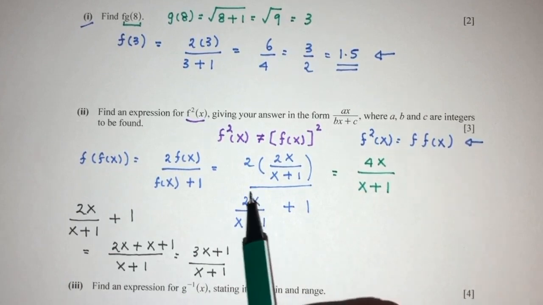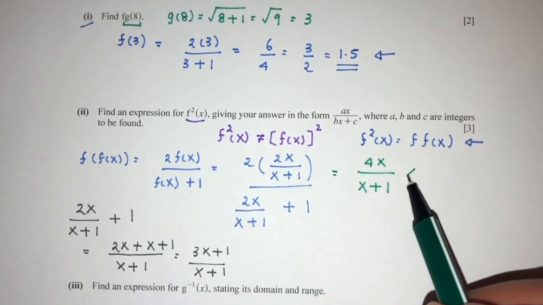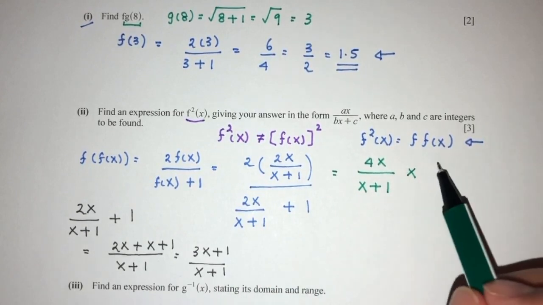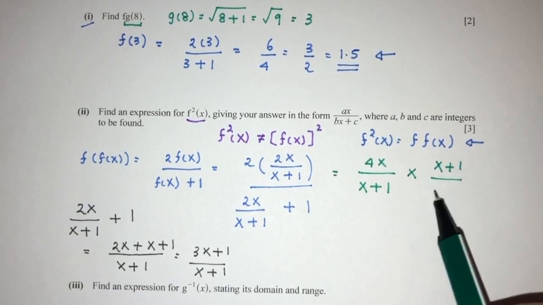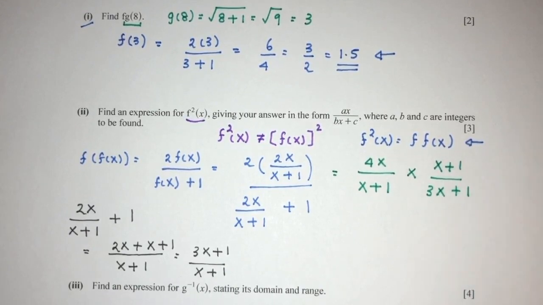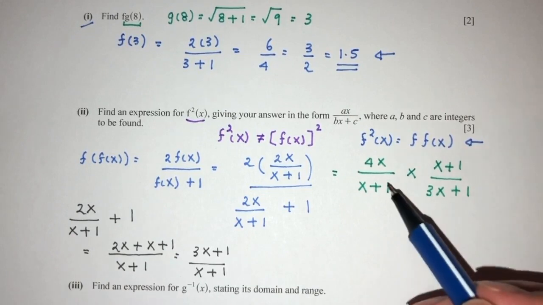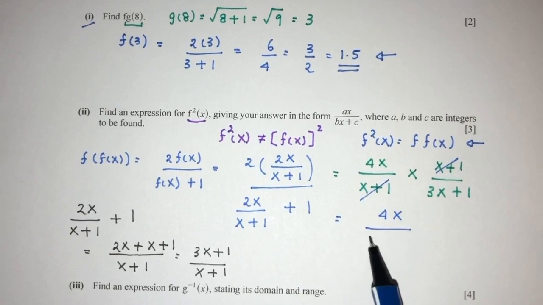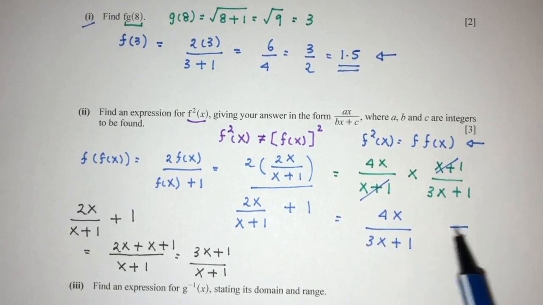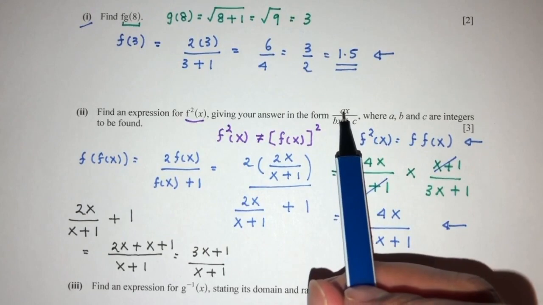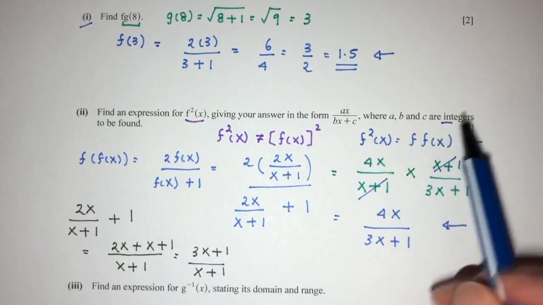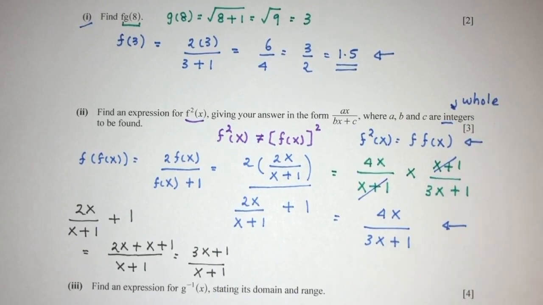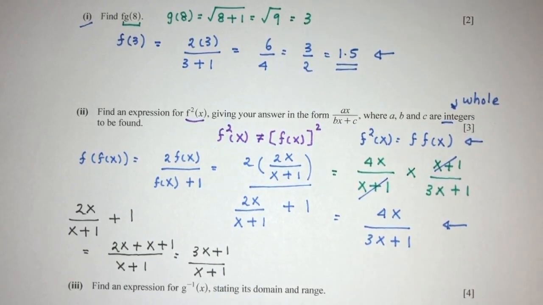Okay, so basically here we have divide. We can change divide to multiply, and then we have to flip the fraction upside down. So this will become x plus 1 over 3x plus 1. As you can see, these two will simply cancel out, and you will have 4x over 3x plus 1 as your answer in this form, where a, b, and c are integers to be found, which is whole numbers to be found. So 3, 4, and 1 are whole numbers. That is part 2 of the question.